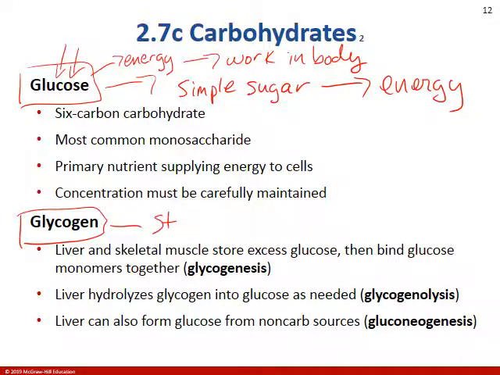Glycogen is how we store glucose. So remember when we talked about dehydration, synthesis, and hydrolysis? Well, if you eat a whole bunch of food at night, you're going to take that glucose and store it as glycogen. And that glycogen can be stored in the liver and in your skeletal muscles. Any excess glucose, if it can't be stored in the muscles or the liver, then it can be stored as fat.